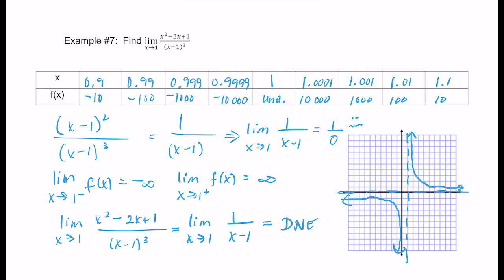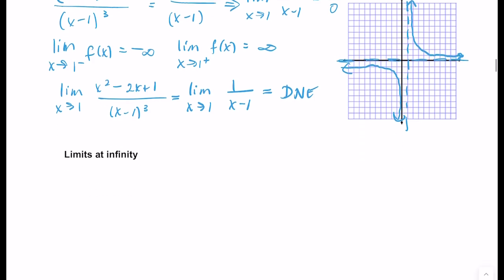In the next video, we're going to look at limits at infinity.